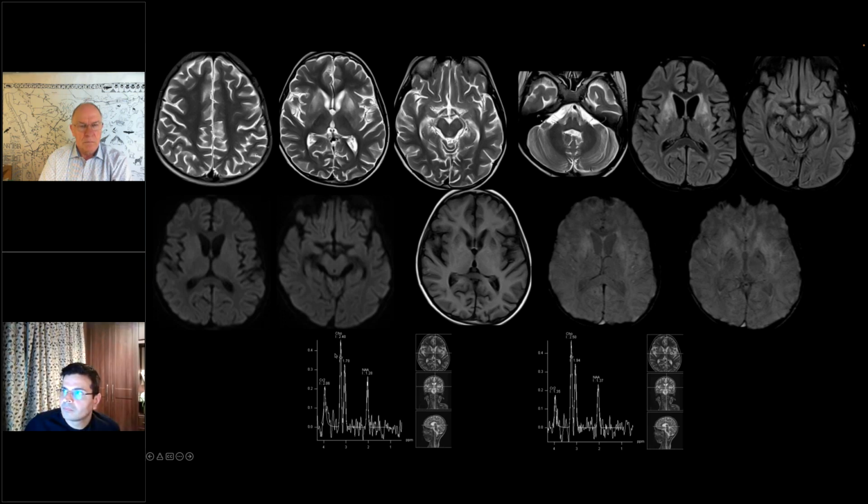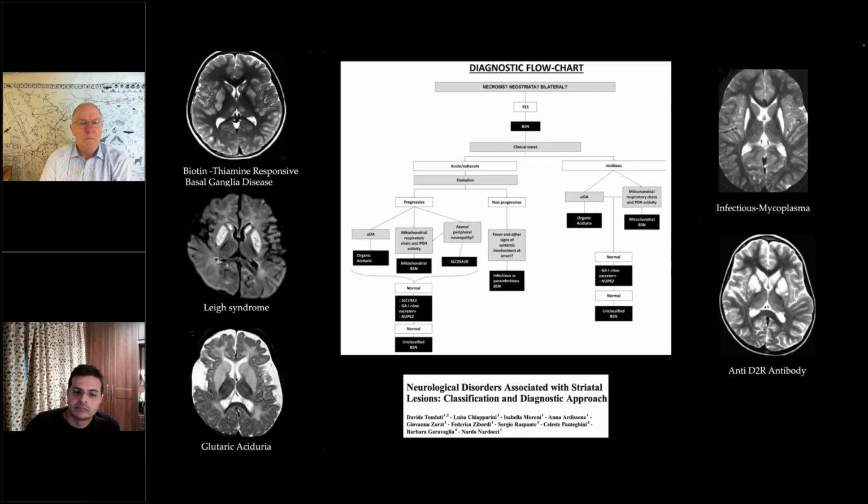On spectroscopy, we have a high choline peak and an inverted lactate peak. Reduced NAA was also appreciated. Non-specific spectroscopy, which can be seen in inflammatory disorders, and the lactate can also be a marker for mitochondrial disorders, but given the clinical course and the basal ganglia involvement, we thought of possibilities of changes affecting the bilateral basal ganglia, that is the striatal necrosis lesions, and anti-D2R antibody was high in the list given the clinical presentation.